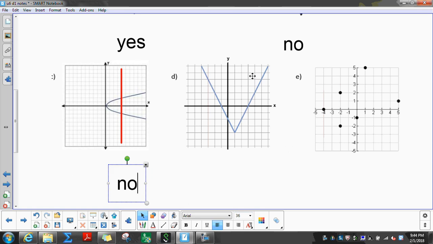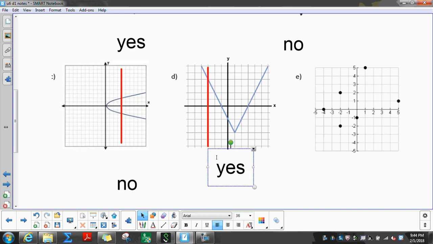Do the same thing for D. Just draw a vertical line somewhere. I drew them, I just don't remember where I put them. It's hard when they're actual lines. Ah, there it is. Okay, so this one's only crossing it once right here. So this is a function.